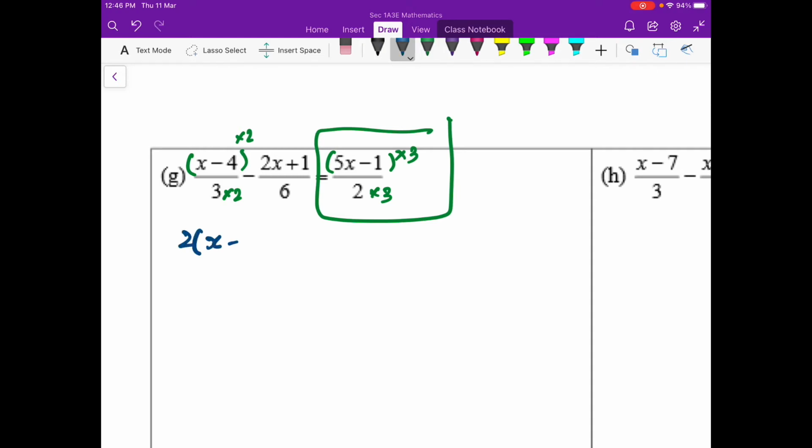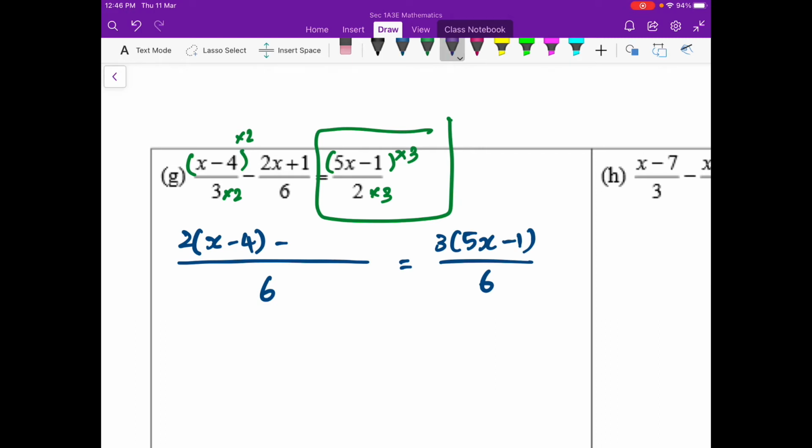So 2 times of x minus 4 minus, this is over 6. And on the right hand side, 3 times of 5x minus 1 over 6. Now what goes into this blank? 2 times of x minus 4 minus 2x plus 1. How should I write this? The denominator is already 6, so no need to multiply. Should I just write 2x plus 1? How about this? Is this correct? Because minus 2x plus 1, right? So that's what I wrote. Minus 2x plus 1.